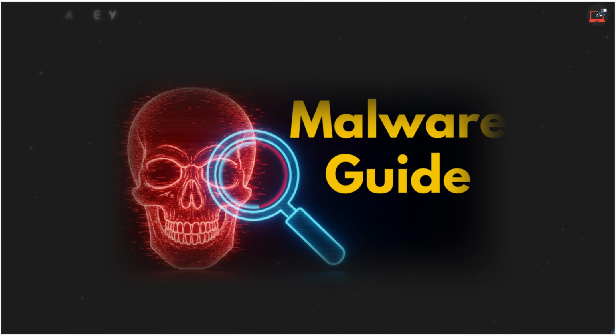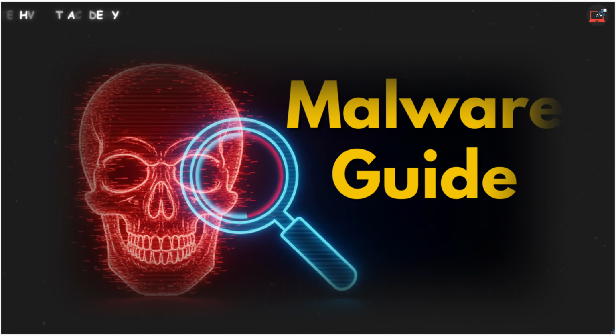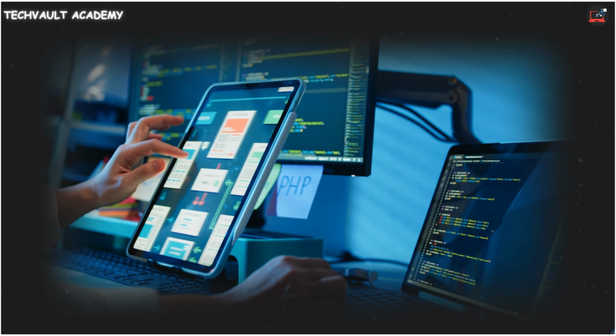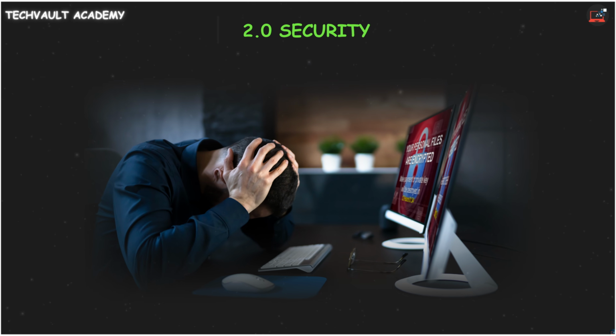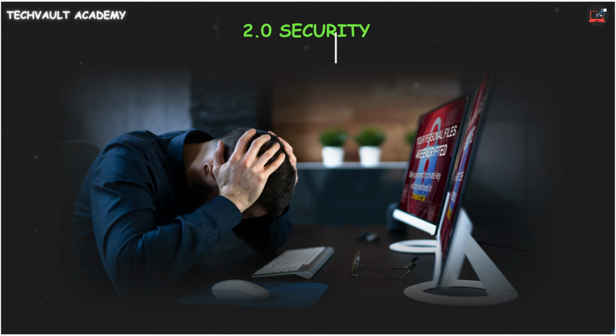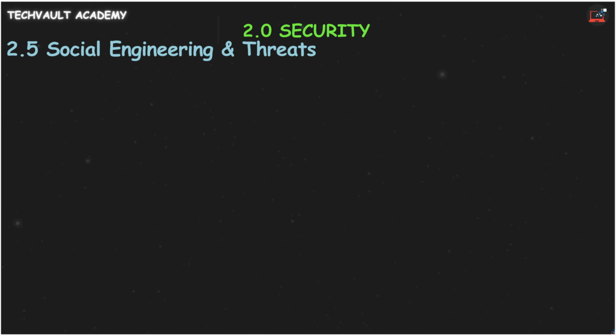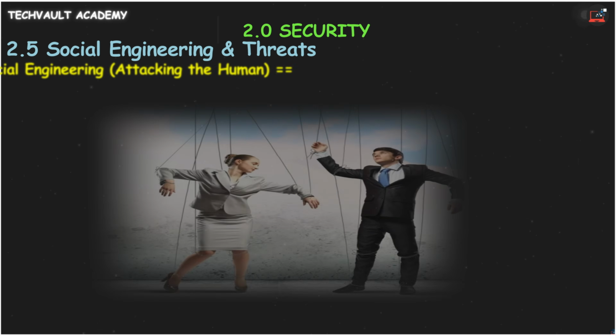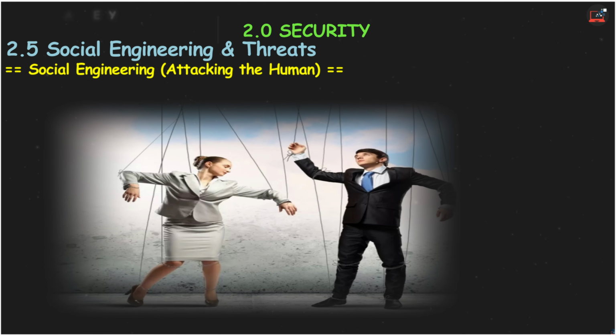We've configured our technical defenses, but the greatest vulnerability is often not in the software, but in the user. We're now exploring the world of social engineering, threats, and vulnerabilities. This is your rapid-fire review of Objective 2.5. Let's start with social engineering, the art of manipulating people.